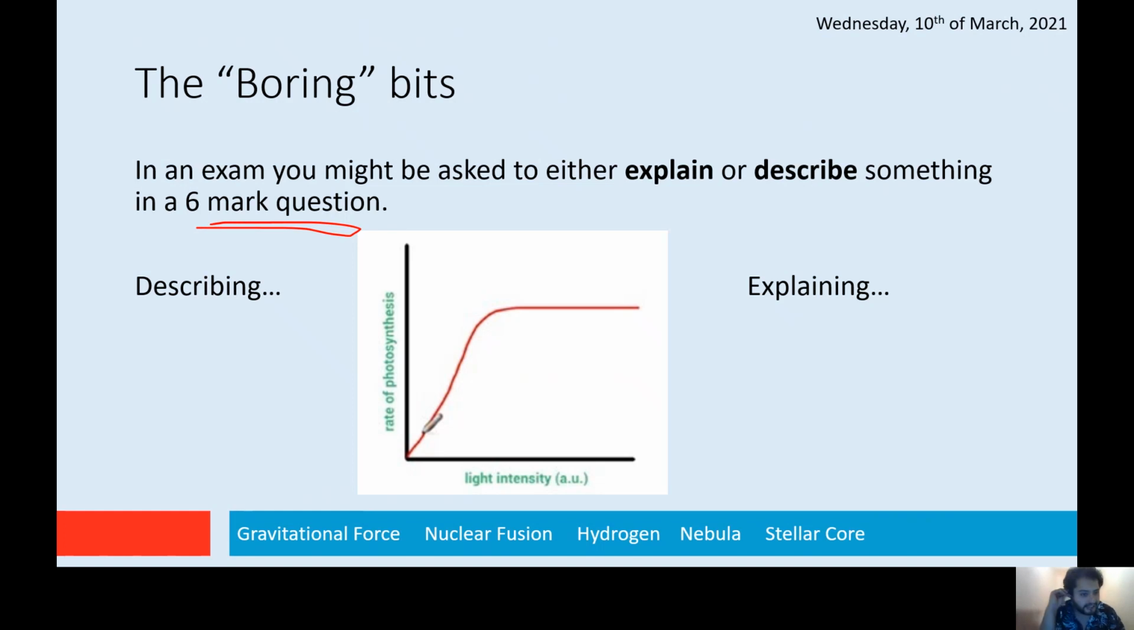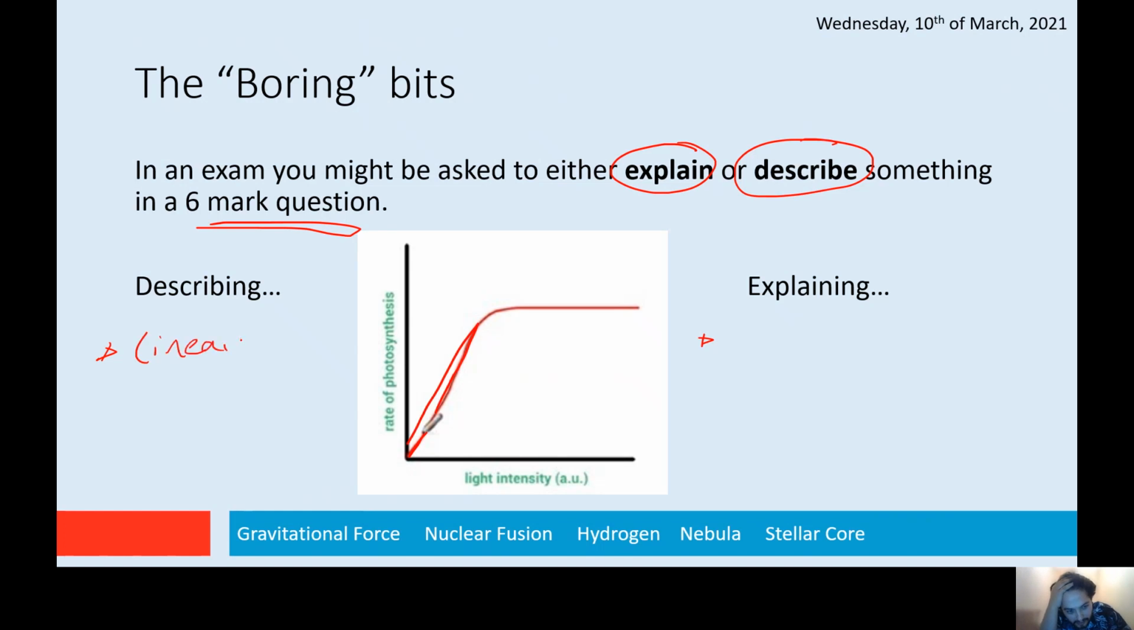But while I'm teaching you guys to suck eggs, I think an important distinction for you to understand is when an exam question might ask you to explain something or to describe something. I think it's something that a lot of people struggle with. When you're explaining and describing, a lot of people get muddled up. So if a 6-mark exam question asked you to describe this graph, you'd literally be saying what you can see. So you'd be saying, there's a linear bit by here.